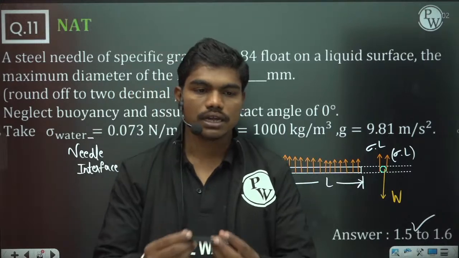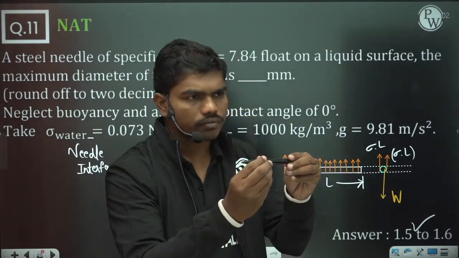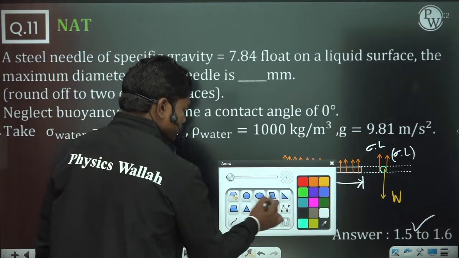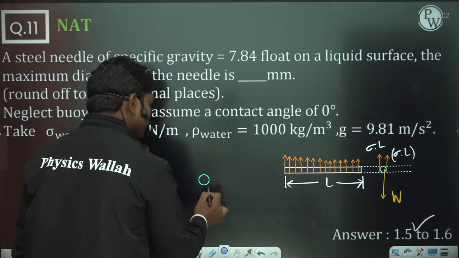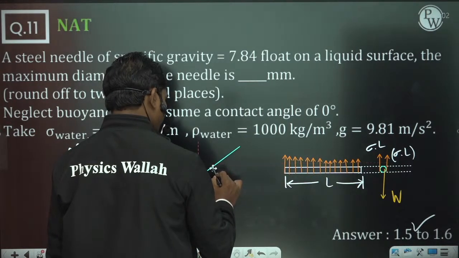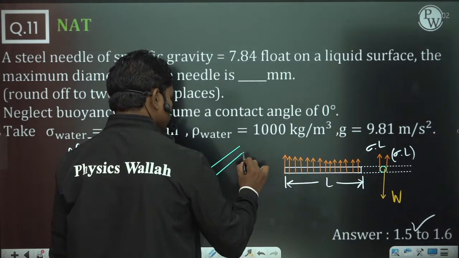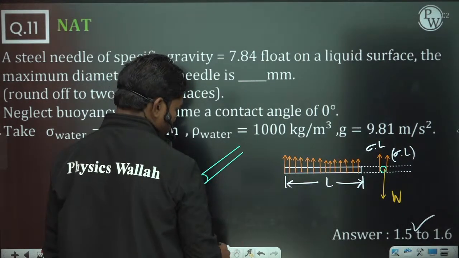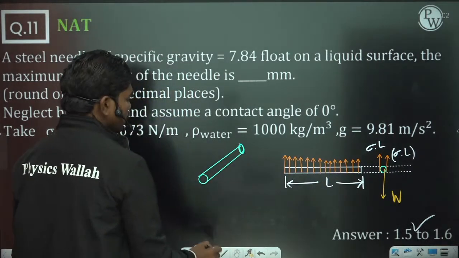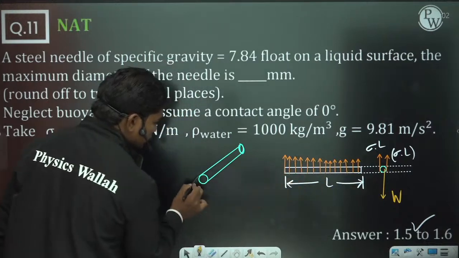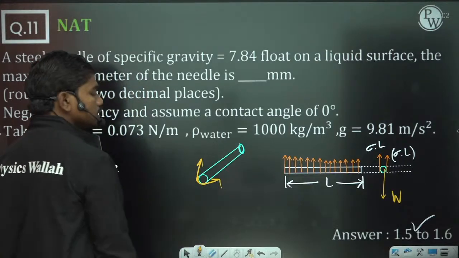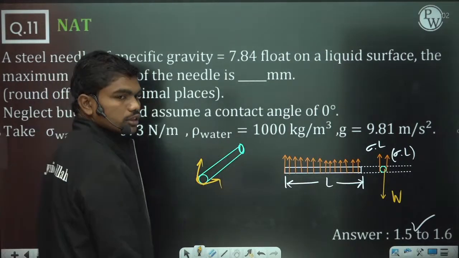So basically, what I'm telling is, whenever there is a needle like this floating in water, there is some water interface which is surrounding this needle, correct? So at this location there will be surface tension, similarly at this location also surface tension, like this the surface tension forces will act throughout the length.